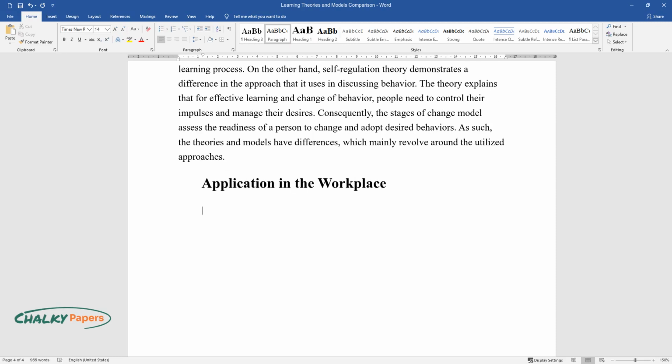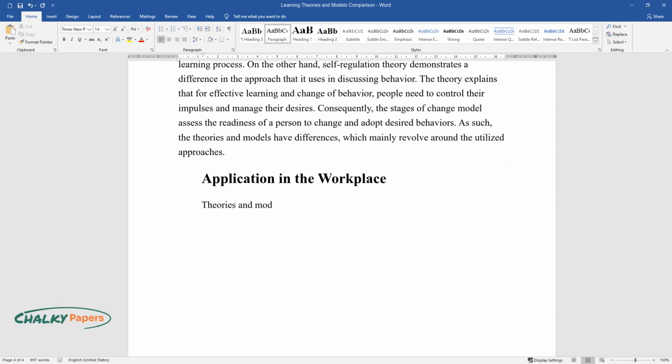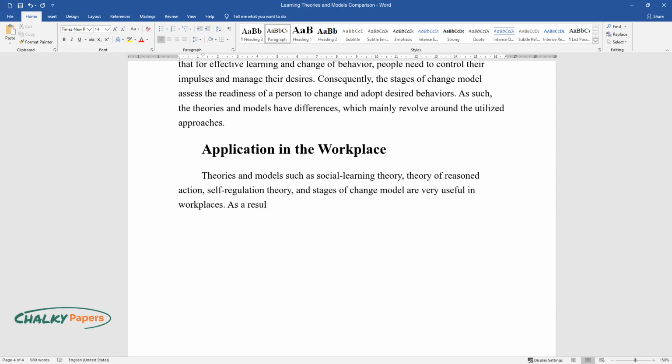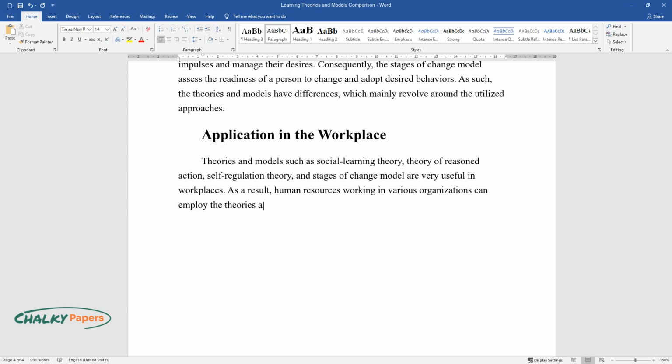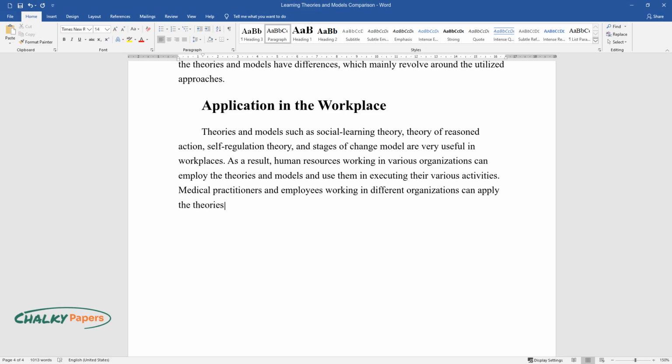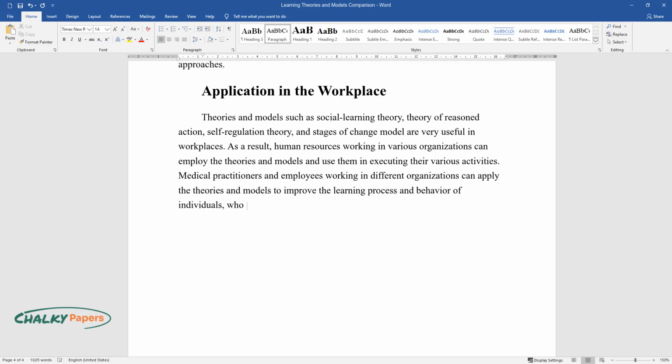Application in the workplace. Theories and models such as social learning theory, theory of reason-action, self-regulation theory, and stages of change model are very useful in workplaces. As a result, human resources working in various organizations can employ the theories and models and use them in executing their various activities. Medical practitioners and employees working in different organizations can apply the theories and models to improve the learning process and behavior of individuals who demonstrate undesired characteristics.